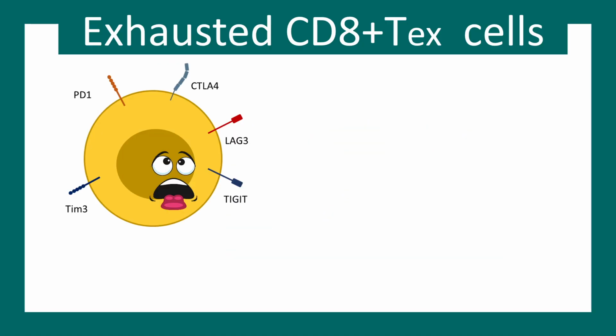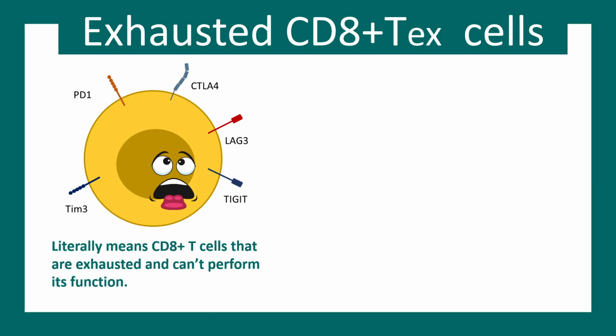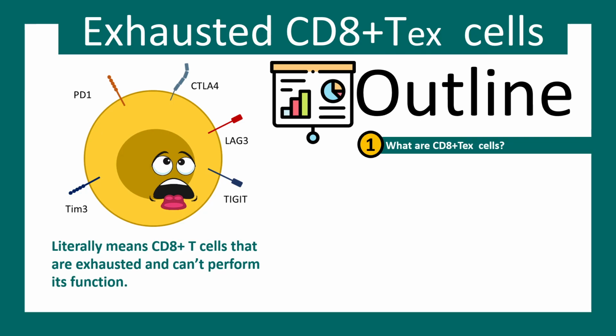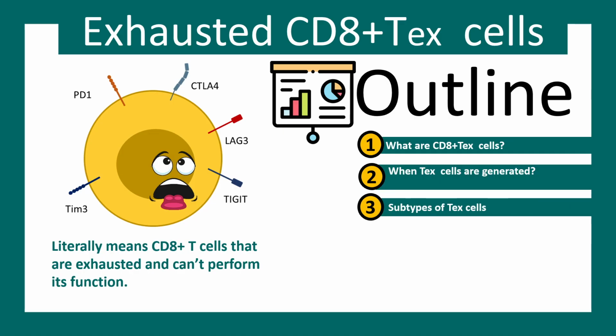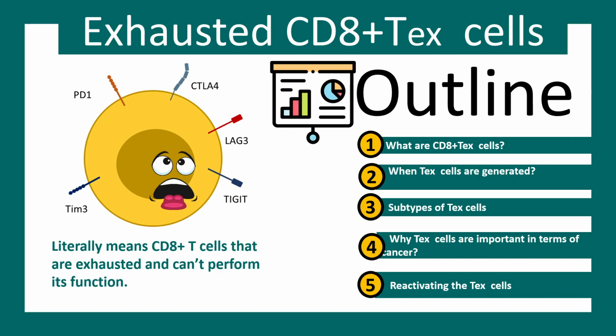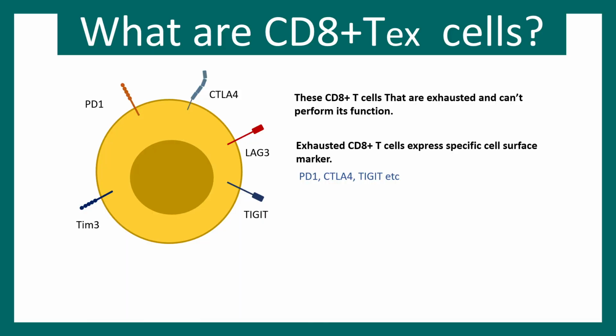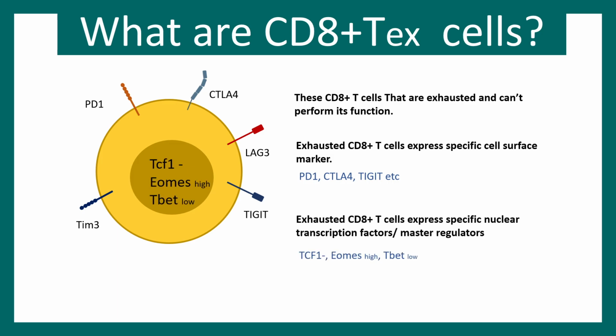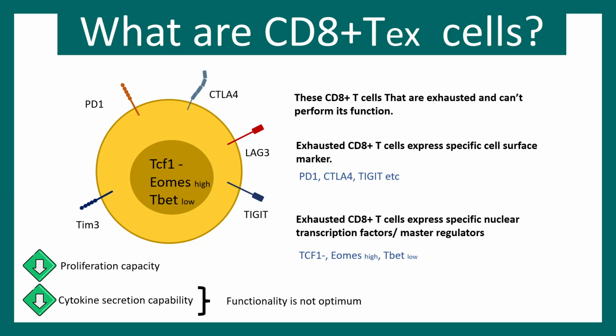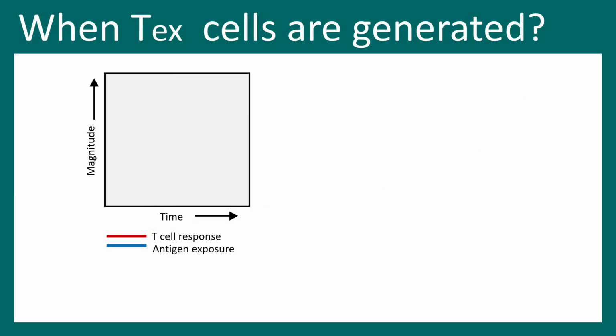Now let's talk about the exhausted population of CD8 positive T cells. As the name suggests, these are T cells which are highly exhausted. So we'll talk about what exhausted T cells are, when they are generated, subtypes of exhausted T cells, and why they are important clinically. Exhausted T cells are literally CD8 positive T cells which are very tired. Their surface expression is very different from normal CD8 cytotoxic T cells, and generally they are defined by the molecular features of TCF negative, EOMES high, and T-bet low. They have reduced proliferation capacity, and their cytokine secretion capability is much less compared to normal cytotoxic T cells.